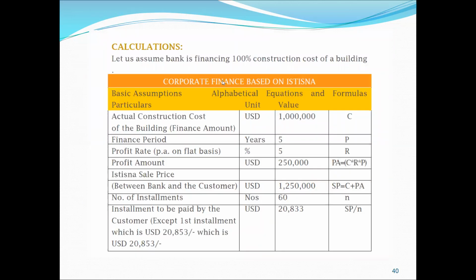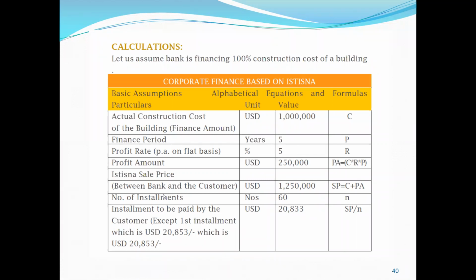For example, corporate finance based on istisna, there is an actual construction cost, which is $1 million. The finance period will be 5 years, and the profit rate will be 5%. So the profit amount is $250,000. How is it calculated? 5% of 1 million is $50,000. If it's 5 years, it's 5 times 50,000. In total, it makes 250,000.